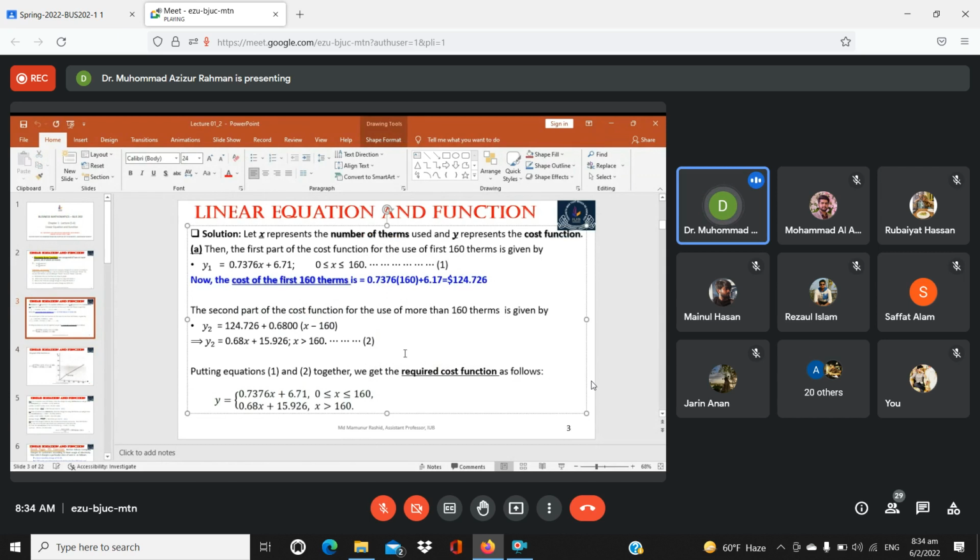So now we need to construct the total cost function. That means we need to combine. Putting the equations together, we get the required cost function for these two different conditions. For up to 160 therm, this will be the function. For exceeding 160 therm, this would be the function. So this will actually be our required cost function.